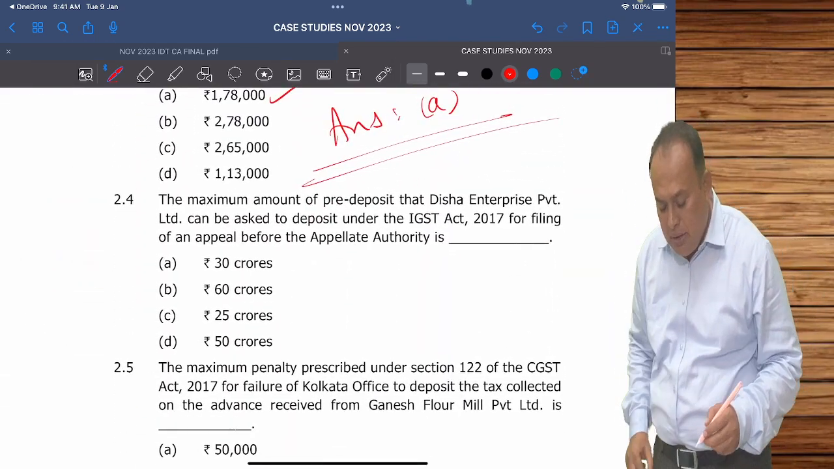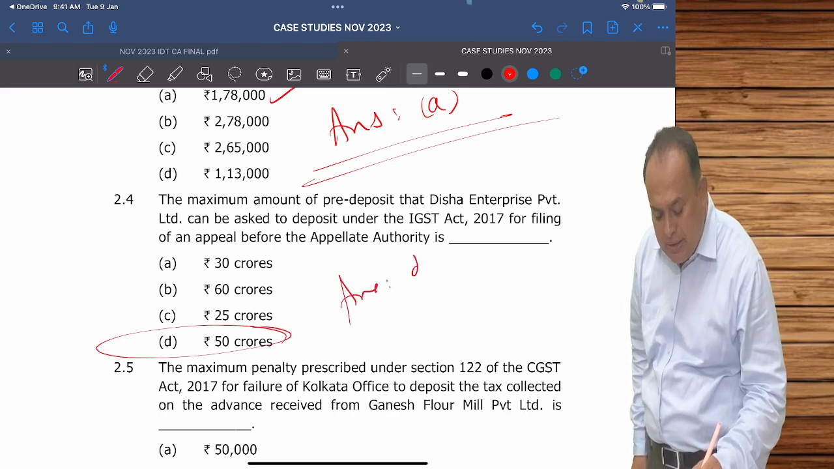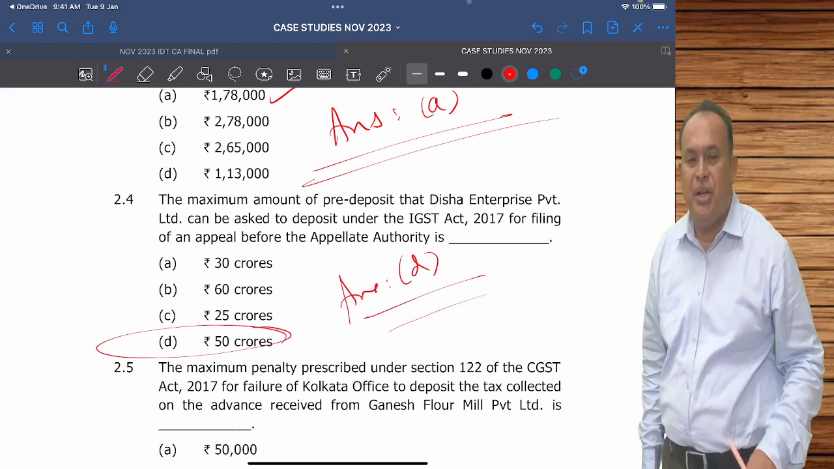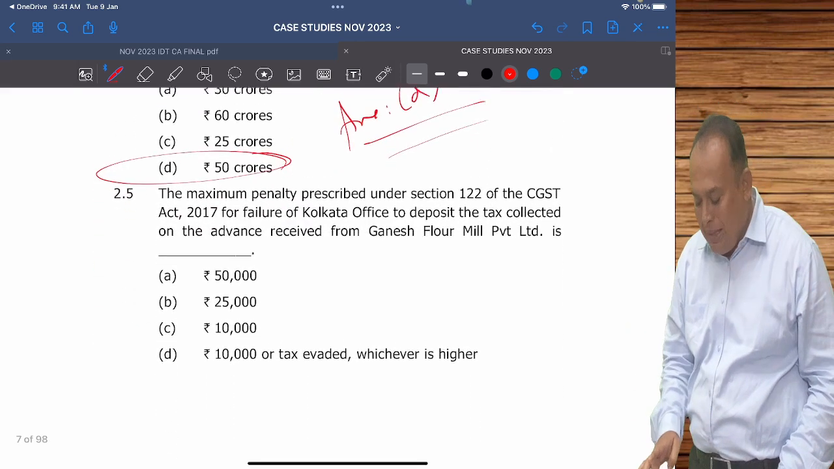So here what's the value? Point number D is the right answer. In the given case, point number D is the right answer. Got the clarity, my dear friends? Very simple. Then point number 5.